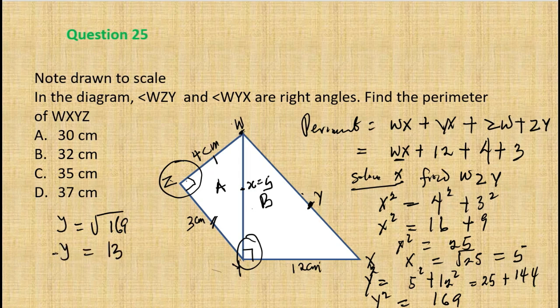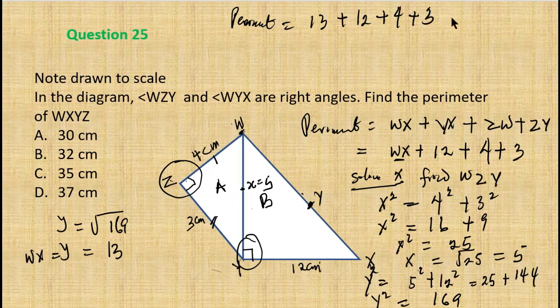I know that my Y is the same thing as WX. So I can now solve for my perimeter. My perimeter will be given as WX, which is now 13, plus 12, plus 4, plus 3. 12 plus 13 is 25, and 25 plus 7 is 32. That's 32 centimeters, which is option B. Option B is the right answer.